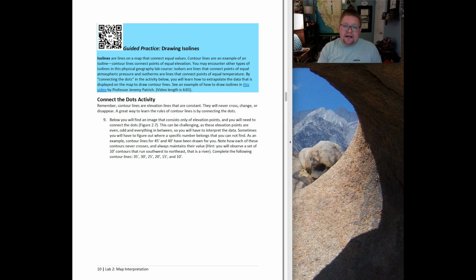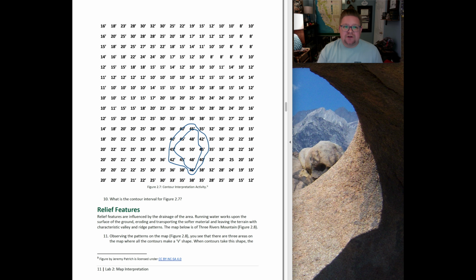So below you will find an image that consists of only elevation points, and you need to connect the dots. Let me scroll to that page so we can speak to it. This is a map, but it's just elevation points. Our job is to connect like elevations, and if the elevation is not there, we have to add it in. As an example, here's my mouse. There's a 40 and a 40, and there's no other 40s, but I can see that 40 would be between 38 and 45, so I'd be able to add my line in there. So your job is to draw an entire topographic map based off of the instructions found up here.